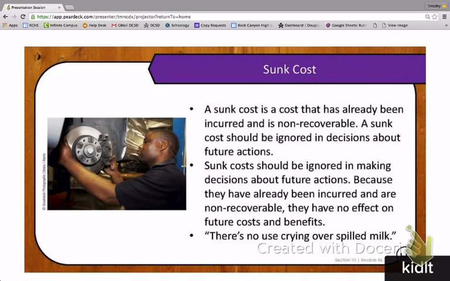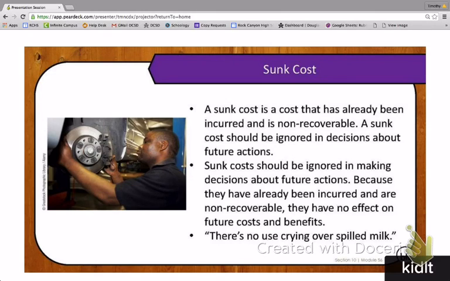No matter what you decide, the sunk cost has already been incurred, you can't get it back, and therefore it shouldn't be a part of a decision on future actions. Sunk costs should always be ignored in making decisions about future actions. Because they've already been incurred and are non-recoverable, they have no effect on future costs and benefits. There's a saying, there's no use crying over spilled milk, because if it's spilled, there's nothing you can do about it. So you have to go on.